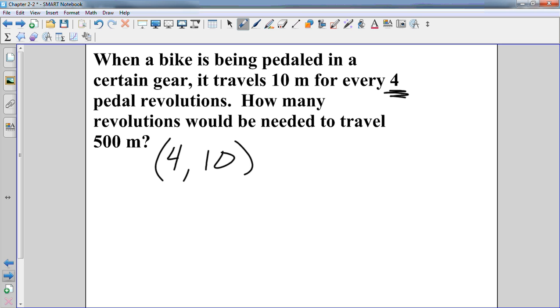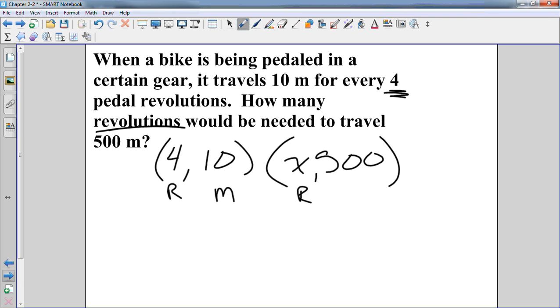Okay, and so let's keep reading. How many revolutions would be needed to travel 500 meters? Well, this stands for revolution, and this is meters, so what's my next point? Do I know the revolutions? No, it says how many revolutions, so I don't know it, but I do know my meters. This is revolutions, this is meters.